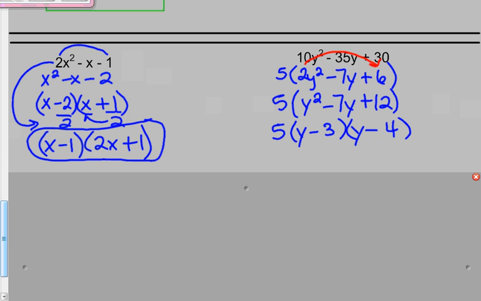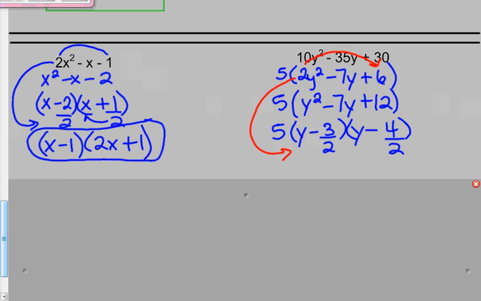Now the next step is the number I split and multiplied. That 2 will come back and go under the last term in each of my binomials. So here's dividing by 2. And for my final answer, this 5 will stay out in front.